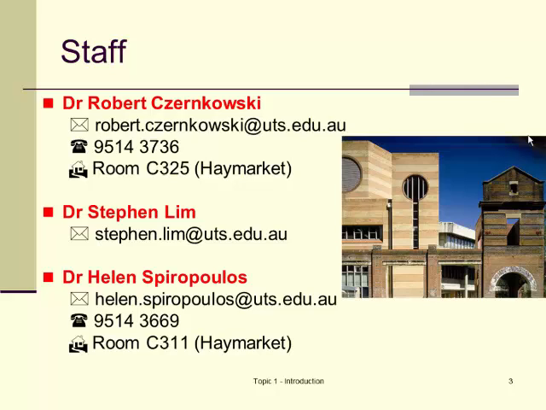My extension number is 3736. I'm in room C325, so that's two levels down over in C block here in this building. If you want to contact me, best if it's personal issues about your enrollment in the subject or you're having some difficulties or you need to meet, then email me.